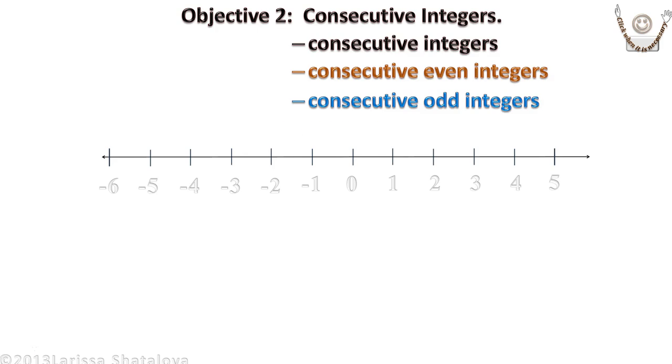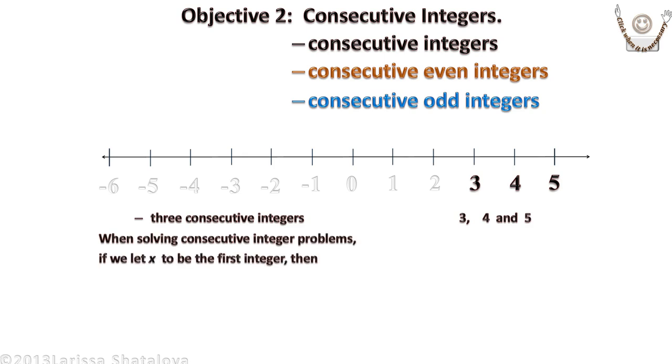Next example shows 3 consecutive integers. Here it is 3, 4, and 5. It can be -6, -5, -4, or it can be -1, 0, and 1. Three integers in order. When solving, if we mark x as the first integer, then 3 consecutive integers are x for the first, x + 1 for the second, and x + 2 for the third.